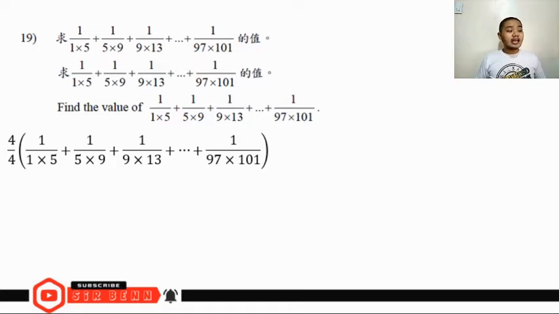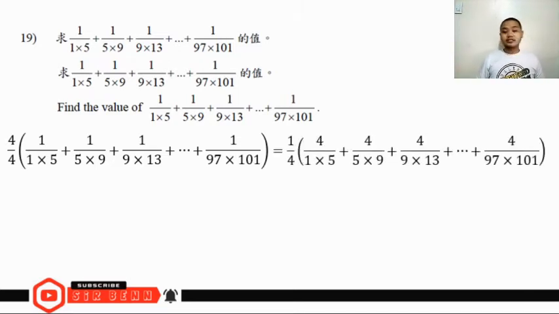Next, I'm going to multiply the numerator 4 to the expression. It means that I'm going to distribute 4 inside the parentheses. So it will be like this: 1/4 times 4 over 1 times 5 plus 4 over 5 times 9 plus 4 over 9 times 13, until we reach the last term, that is 4 over 97 times 101.